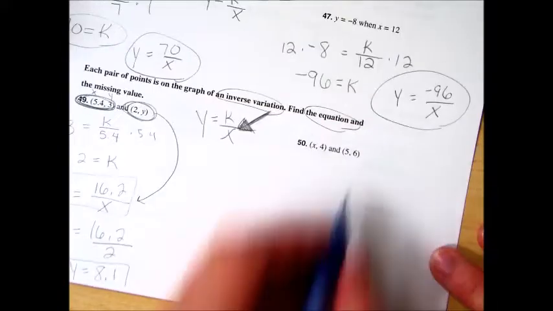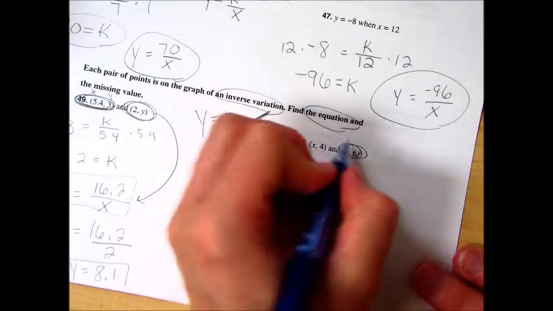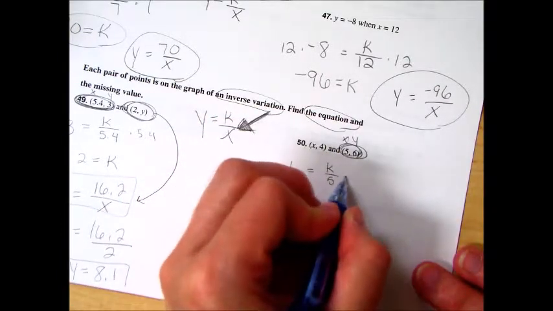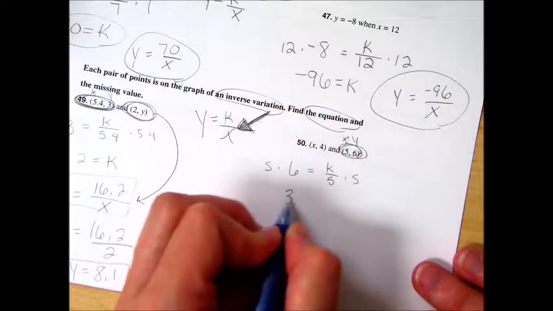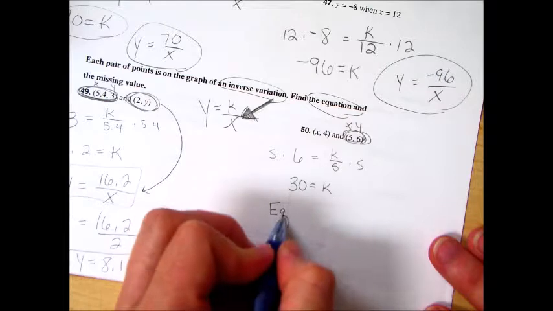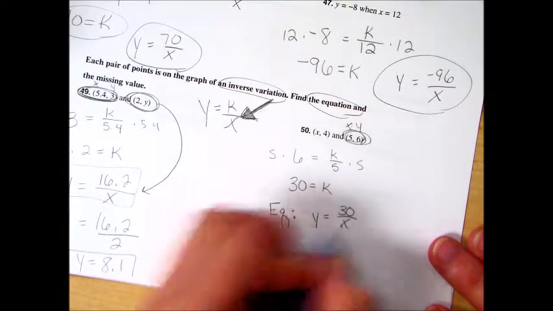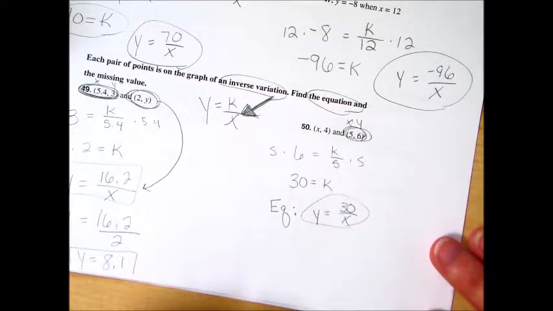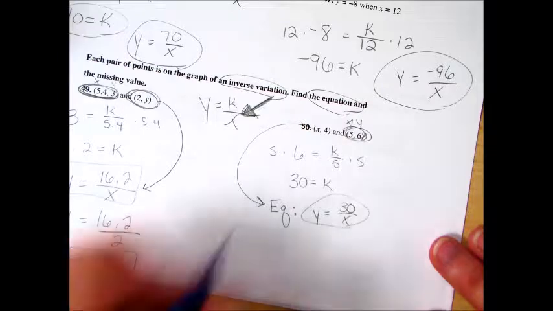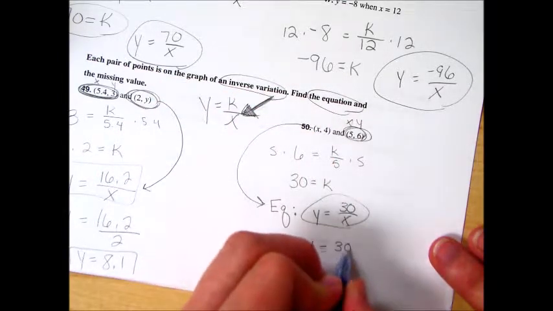Do the same thing. Use the one that's all filled in. Y, which is 6, remember it's xy, equals k over 5, multiplied by 5. 30 equals k. The equation is y equals 30 over x. Now for the missing value. They want us to plug in 4 for y. So I'll do 4 equals 30 over x.